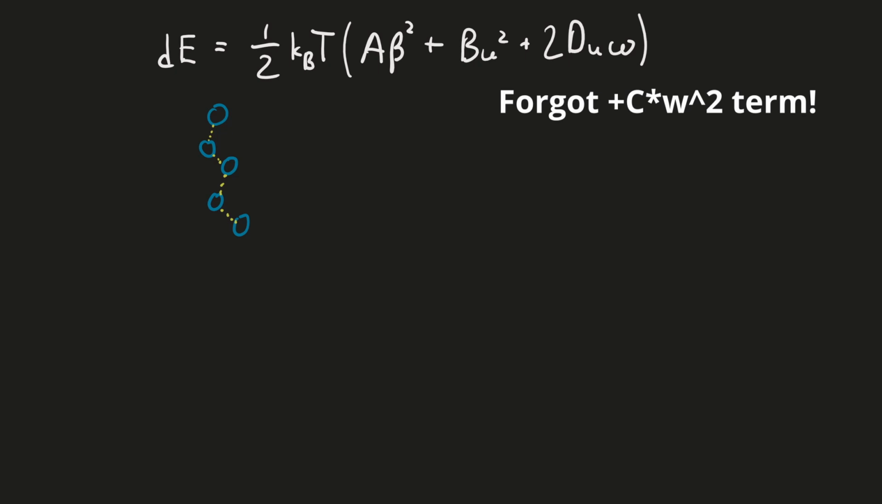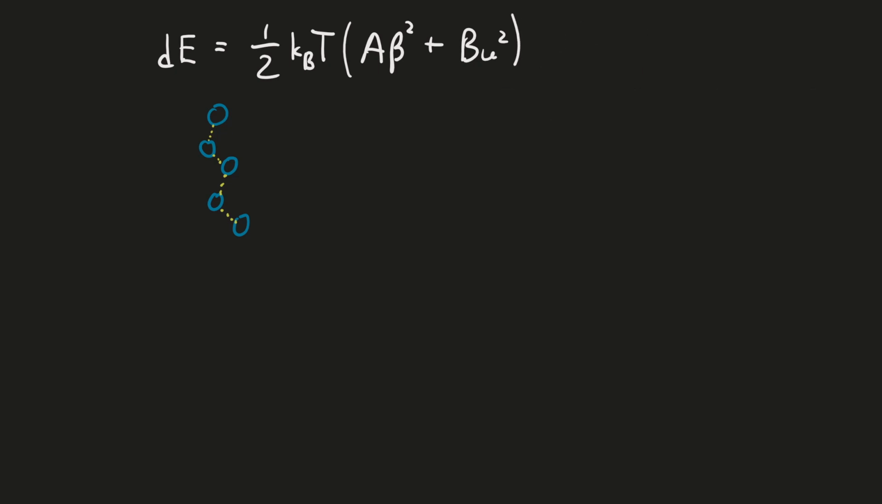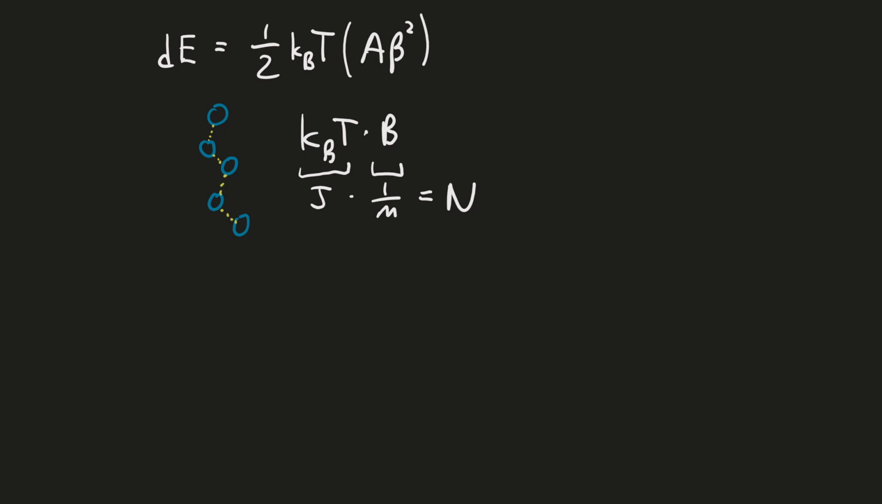Let's say we've got a polymer composed of single bonds. That means the monomers can freely rotate, so there's no twist elasticity, and these terms drop out. Also, when we distribute, one of the terms will have Boltzmann's constant times temperature times B. This has units of joules per meter, which is just newtons, meaning it's a force term. So as long as we pull with significantly less force than this quantity, then the stretch term is negligible. So all that's left is bending.